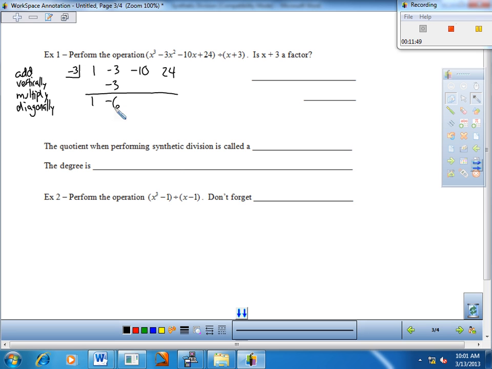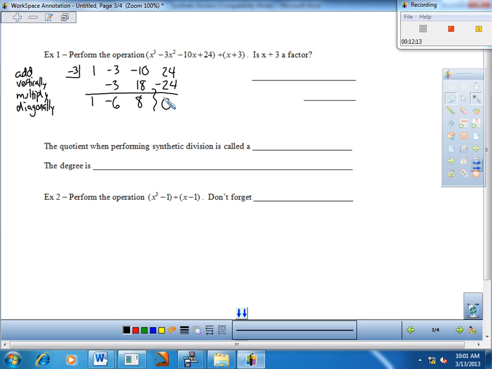Now I can get this going, and I just repeat, everyone. Multiply diagonally. So negative 6 times negative 3 is positive 18, and it goes right in there. Add vertically. And repeat one more time. Multiply diagonally. Here we go. Negative 3 times 8 is negative 24. I always separate the last number with just a little curtain, as that number does represent our remainder.